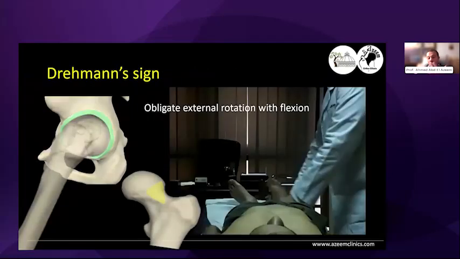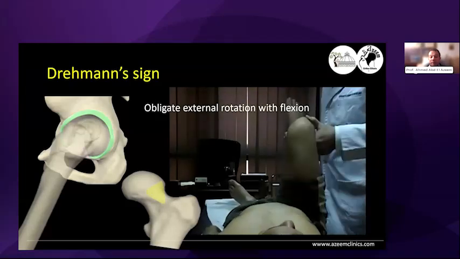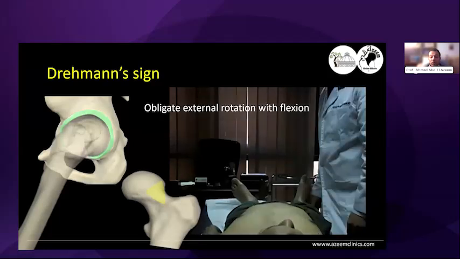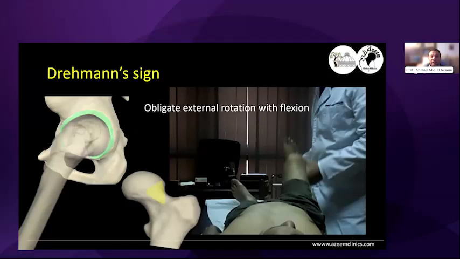To identify it by clinical examination during the range of motion, if you have a big cam, you will find that the patient has an obligate external rotation with flexion, exactly as a sign, the Drehmann sign, exactly like a patient having a slipped capital femoral epiphysis.